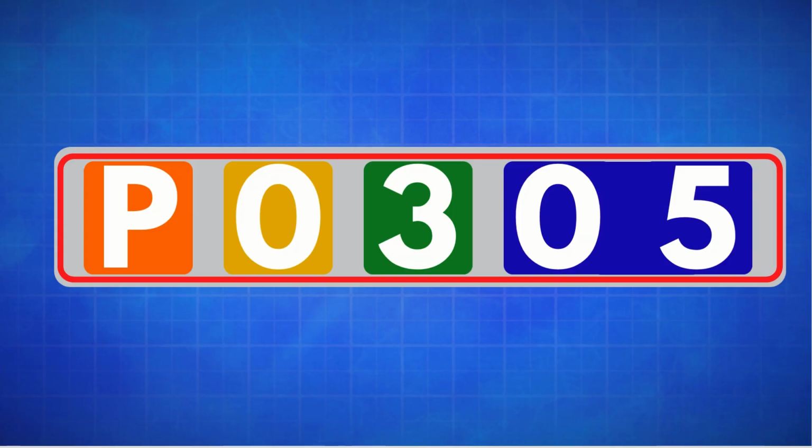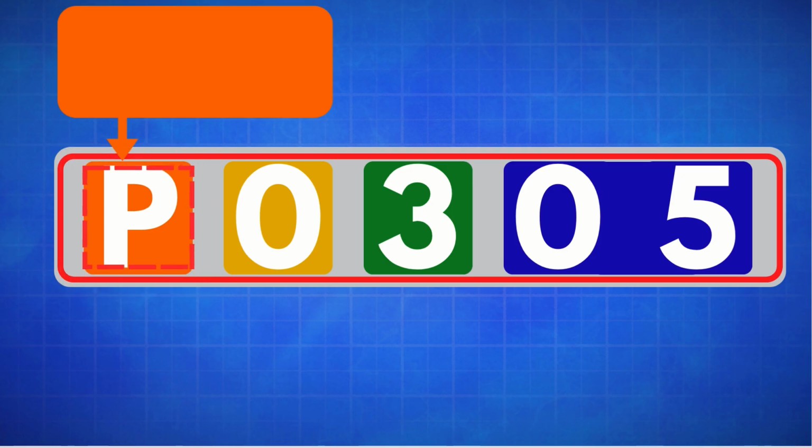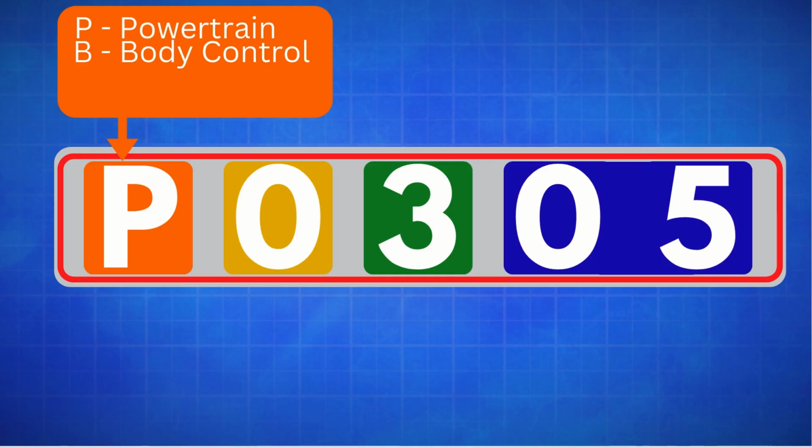These OBD codes are made up of a combination of letters and numbers, and every part of the code has a specific meaning. The first letter tells you which system the code is related to. P stands for powertrain. This includes the engine and transmission. B is for body, like airbags and seat belts. C covers the chassis, such as suspension and steering. U refers to network communication issues.